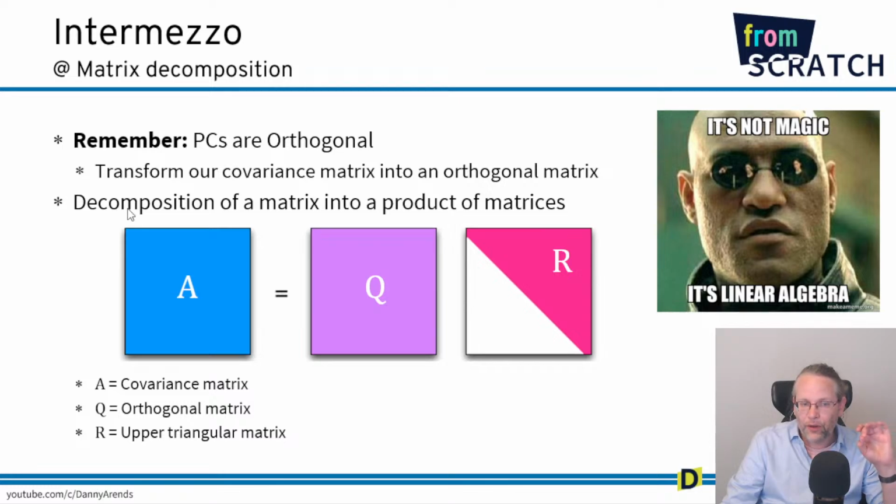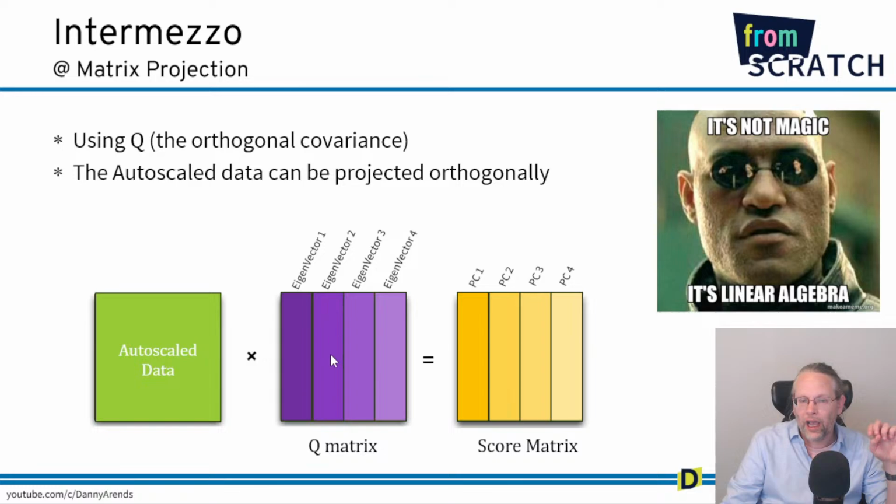So like I said, we need to decompose our matrix into a product of matrices. We take our covariance matrix, and we compute an orthogonal matrix, which multiplied by an upper triangular matrix causes these two matrices combined to be identical to A. We then take our Q matrix, which now has the eigenvectors, the different rotational vectors for the different axes. If we multiply that with our autoscale data, we end up with a score matrix of which each individual column is a principal component.